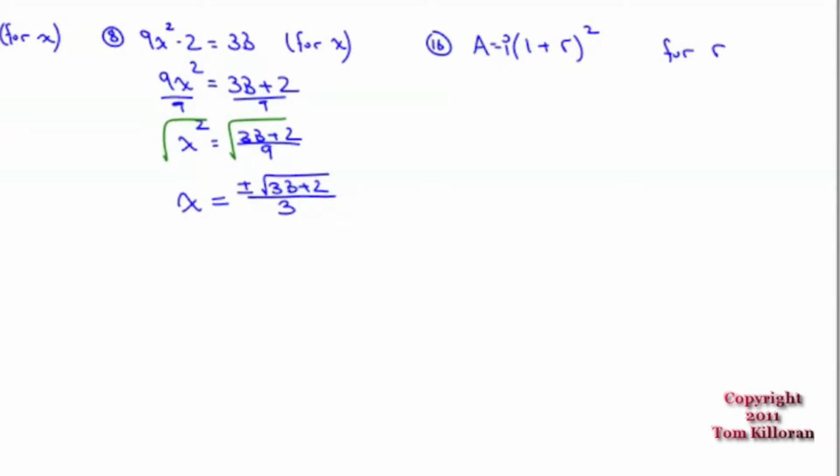Anybody recognize this formula? What is it? Nobody knows? It has to do with money. This is the amount of money after a certain period of time. This is the principal, this is your interest rate, and this means 2 years. It's compound interest.